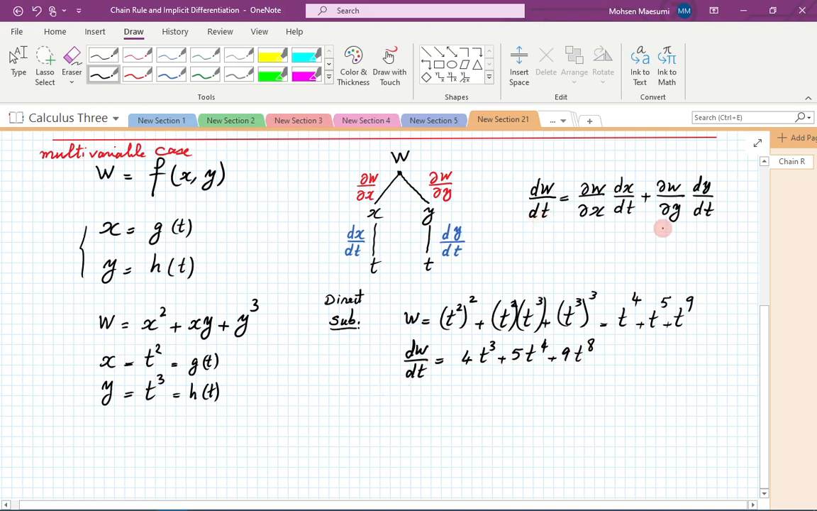Now, applying the chain rule. What does it mean? So we have dx dt, of course dx dt is 2t, just like before. dy dt, derivative of this thing, obviously 3t squared. Now we have to multiply each of these things with the partial of W with respect to x. So what is the partial of W with respect to x?